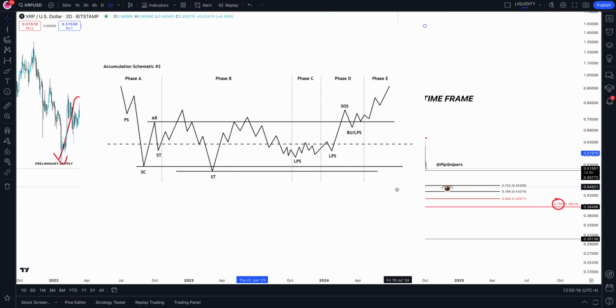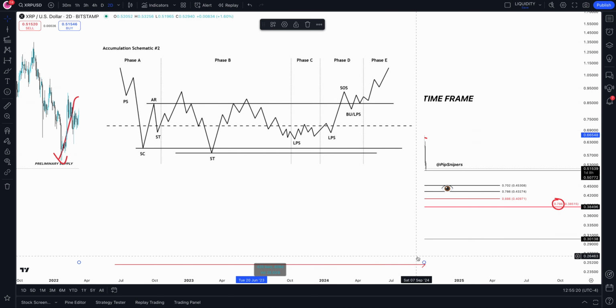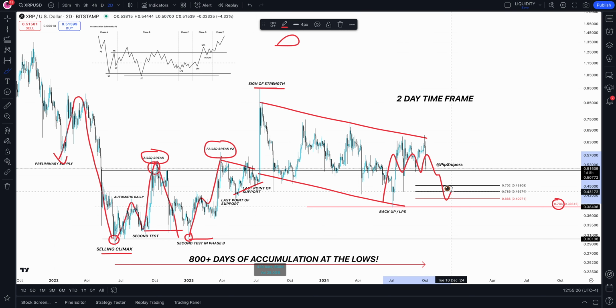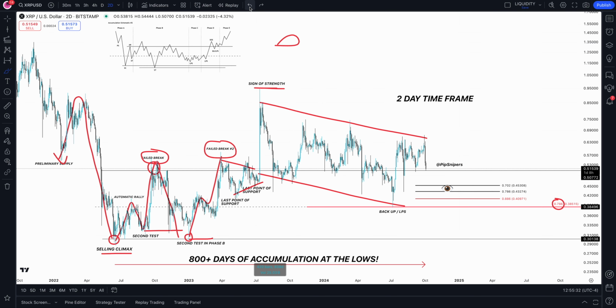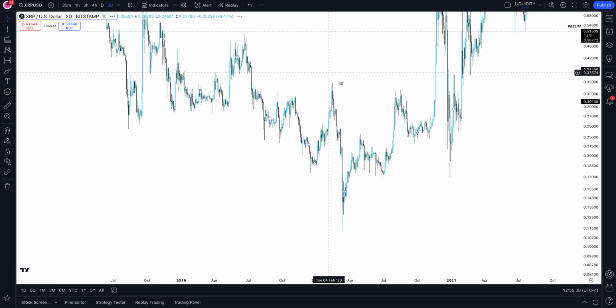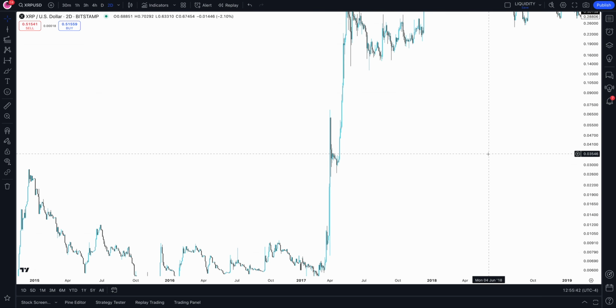Okay, now I know in my previous videos I did say we're going into phase E. However, it does look like we're still stuck here within this phase, just chopping around, right? Just chopping around, manipulating all the masses before we have that massive continuation to the upside, much like 2017. Okay, I feel like it is gonna look like a god candle when this thing pops off, like something like this, right? Back in 2017.